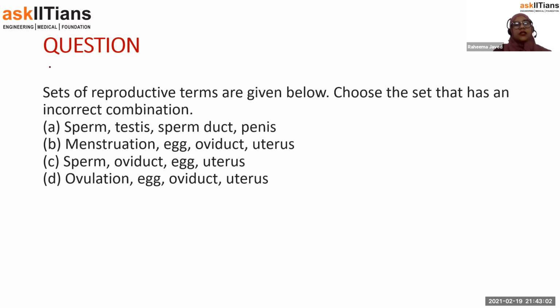Next question is, sets of reproductive terms are given below. Choose the set that has an incorrect combination. A, sperm, testes, sperm duct, penis. B, menstruation, egg, oviduct, uterus. C, sperm, oviduct, egg, and uterus. Then D, ovulation, egg, oviduct, uterus. The correct answer is C, where sperm reaches the oviduct where it meets the egg, fertilization takes place, and finally the fertilized egg is implanted into the uterus. Out of all the options, only option C makes sense.